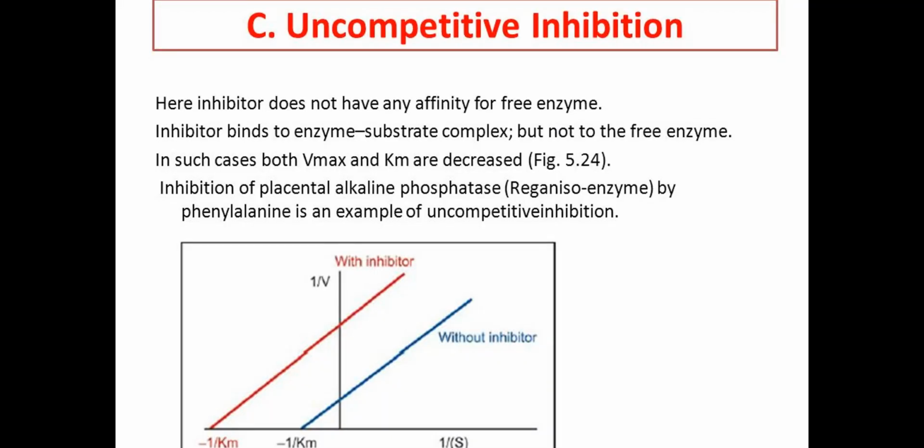Uncompetitive inhibitors. Uncompetitive inhibitors are those that do not have any affinity for the free enzyme. These inhibitors bind to the enzyme-substrate complex but not to the free enzyme. In such cases, both Vmax and Km decrease in uncompetitive inhibition, which is one of the reversible types of inhibition.